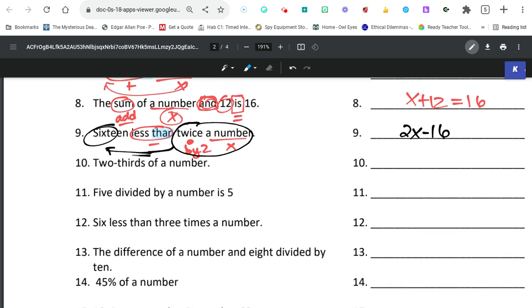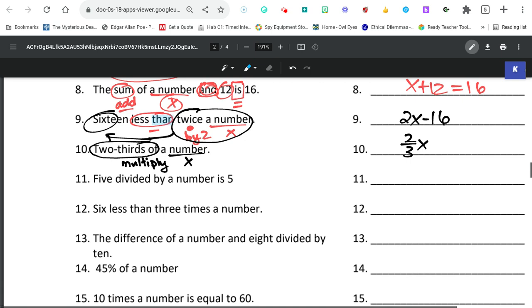Number 10: 2/3 of a number. There's a fraction in the word of. It means you're going to multiply. And a number, I'm going to call it X. So I'm just going to multiply 2/3 and X. I'm going to mash it together, and that's all I do.